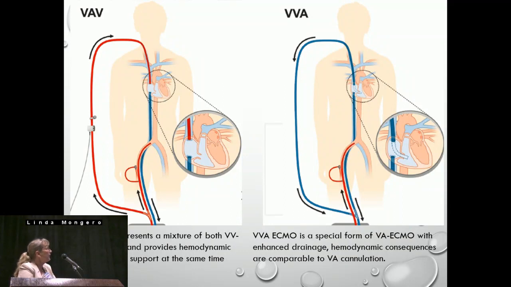VAV ECMO represented here is a mixture of both VV and VA ECMO. It provides hemodynamic and respiratory support at the same time. And then a version of that, which is VV ECMO, it's a special form of VA ECMO with enhanced drainage. Hemodynamic consequences are comparable to VA cannulation.